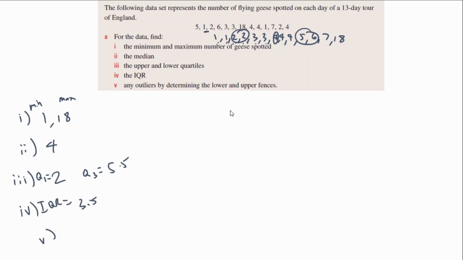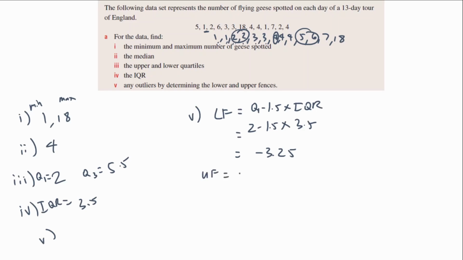So lower fence, once again, I'll do it up here. LF will be Q1 minus 1.5 times IQR. So Q1 is 2 minus 1.5 times IQR, which was 3.5. And let's just work that out there. So my lower fence, if you do 1.5 times 3.5 and then 2 minus that, gives you a value of negative 3.25.